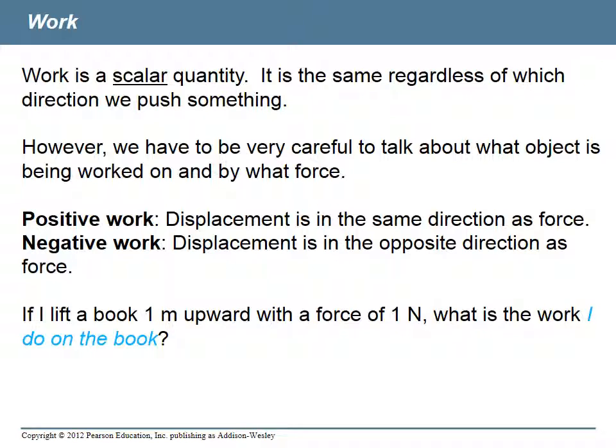So a quick little question here. Pause this and you guys can answer this. If I lift a book, take a 1 Newton book, or the force I put on is 1 Newton, and I lift upwards 1 meter, what's the work that I do on the book? Well, I push on the book upward with 1 Newton, it moves upward, so that's a positive work, and the force is 1 Newton, the displacement is 1 meter, so 1 times 1 is 1, and so I have a positive 1 joule of work done.